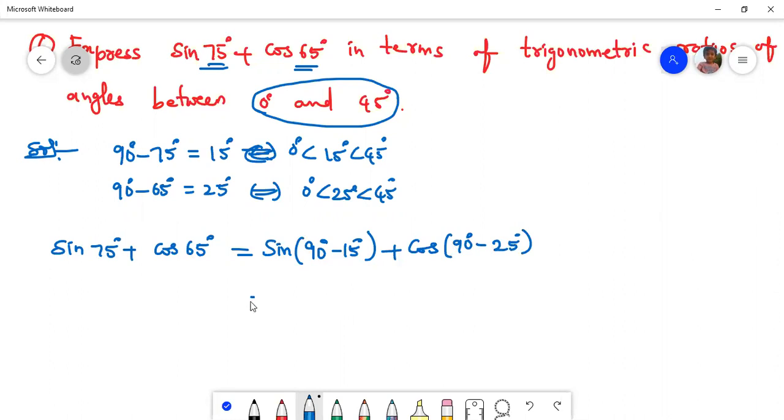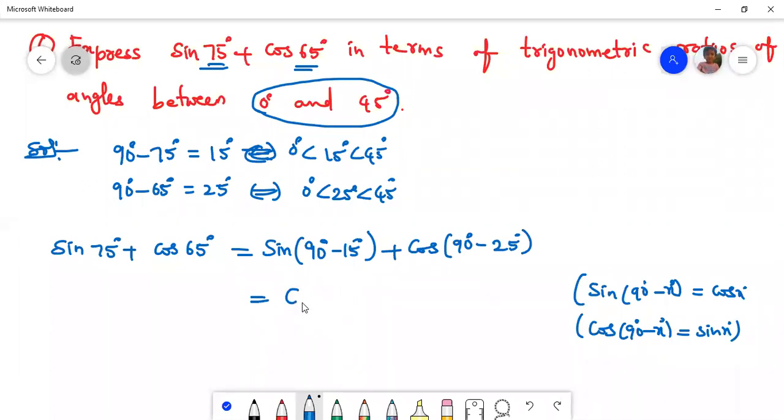Now we can apply the complement. We know that sine of (90 minus x) is equal to cos x from the complement angles. Cos of (90 minus x) equal to sin x. These are degrees only. So we can interchange, we can take the complements. Sin(90 minus 15) is cos 15 degrees plus sin 25 degrees. Therefore, the trigonometric ratios of angles between 0 degrees and 45 degrees only.